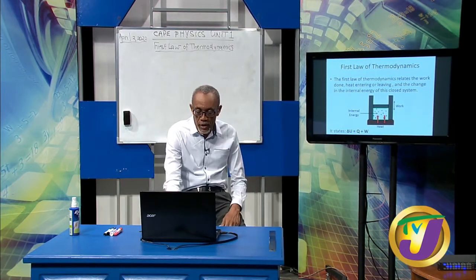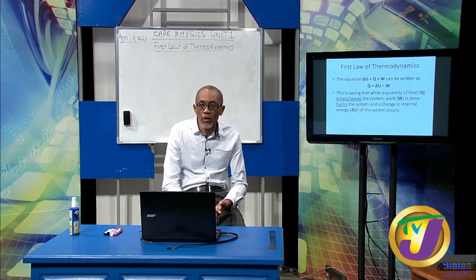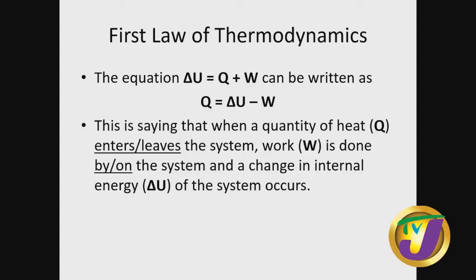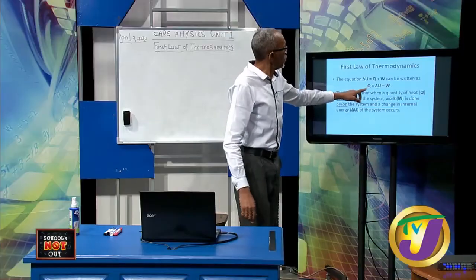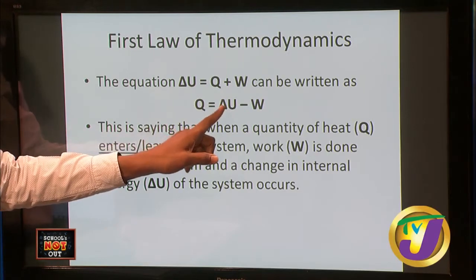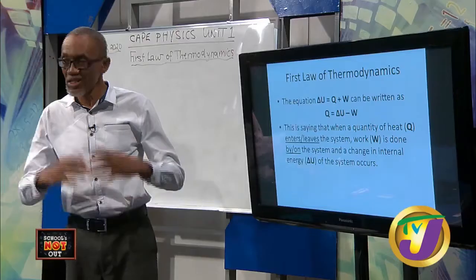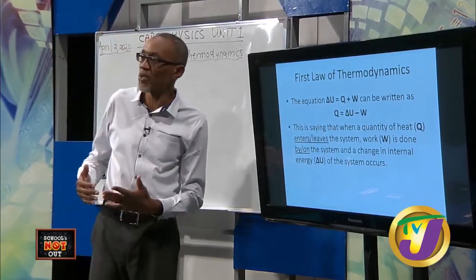Okay, so now the equation says delta U is equal to Q plus W, where Q is the heat exchanged and W is the work done. When we write it, we can rearrange the equation, and so we get Q equal to the change in internal energy minus work, which would be a better way to state what the first law of thermodynamics is saying.